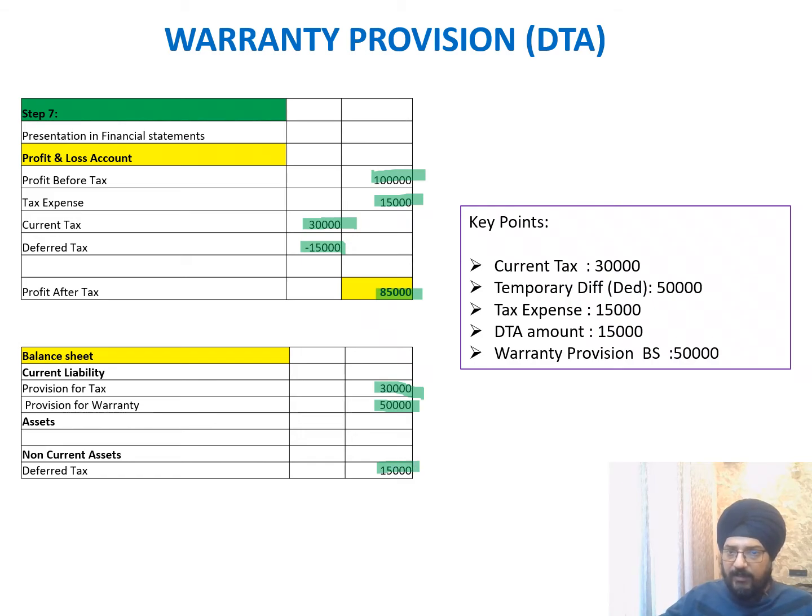So key points: current tax 30,000, temporary difference 50,000, which is there on account of provision for warranties. Then we have the tax expense 15,000, which is the 30,000 of the current tax minus 15,000 of the DTA. DTA is 15,000, which is 30% of my deductible temporary difference of 50,000. And then we have a warranty provision of 50,000. Now we'll go to the next example and see that once this warranty provision is actually paid, then what will be the treatment in the next year.